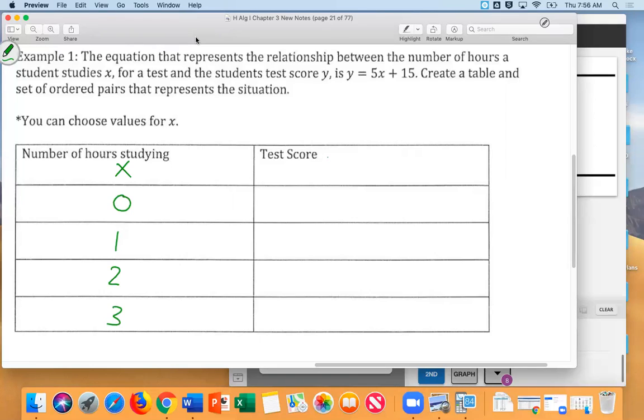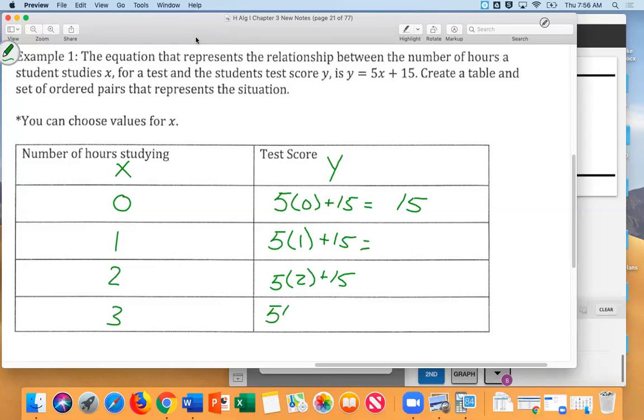My test score is still going to be Y, but here's the difference. Your calculator spit out numbers for you, right? Here's what it's actually doing. It's actually doing 5 times 0 plus 15. And that equals 15. And then it's going to do 5 times 1 plus 15. Then it does 5 times 2 plus 15. And finally, it does 5 times 3 plus 15. And it gets you the 20, the 25, and the 30.